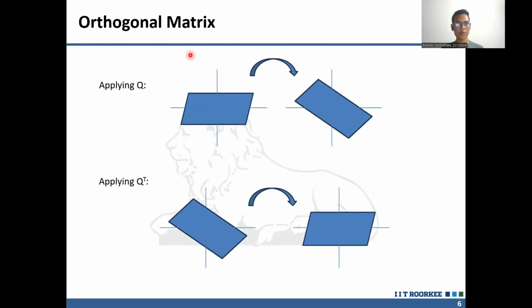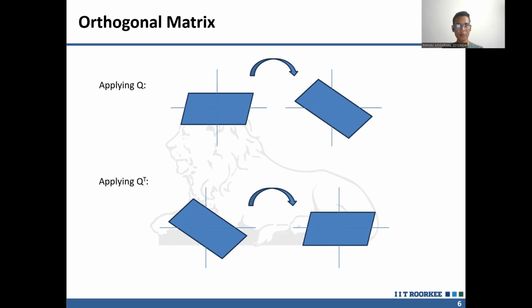Talking about orthogonal matrices, applying Q would essentially rotate the plane and take it to a new set of axes. Now applying Q transpose, we see that we can perform the derotation operation. That is, the transformed vector axes come back to the original set of axes.